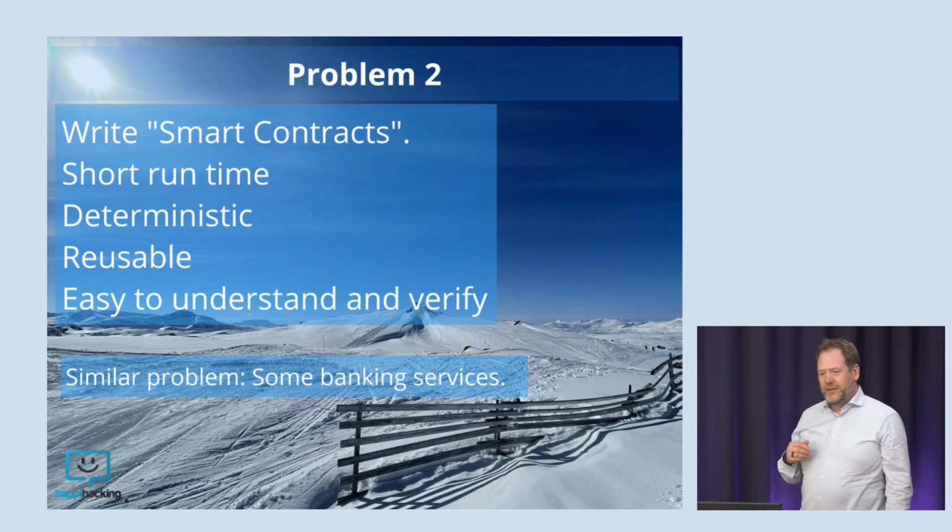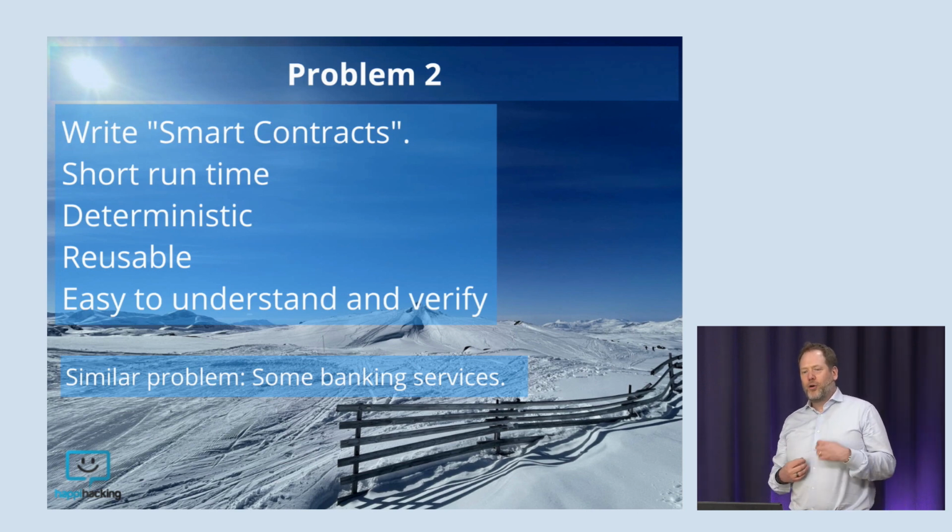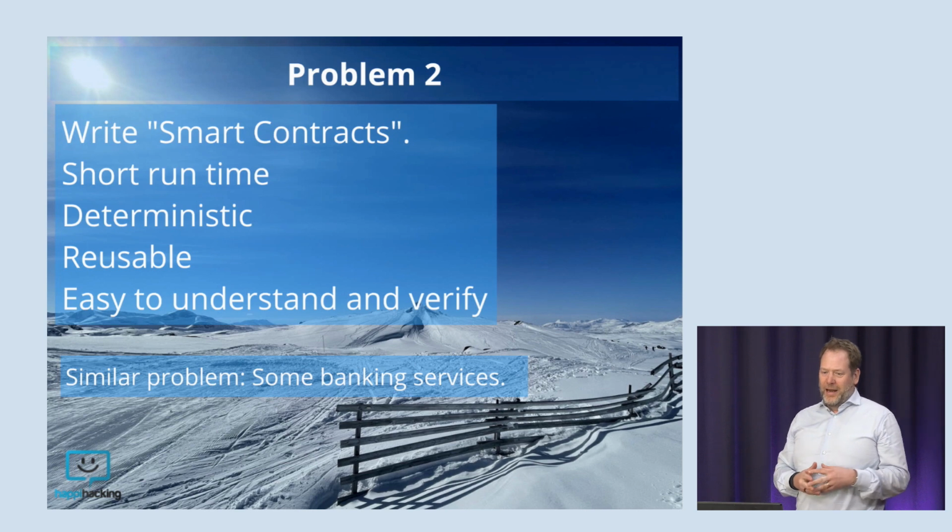The other problem is a little bit newer. It came with blockchains. On blockchains, after Ethereum came along, you wanted to write smart contracts. Smart contracts are neither smart nor contracts, but they are programs that you can run on the blockchain. So they're very different from an Erlang service, which is running forever. They run for a very short time. They need to be deterministic.